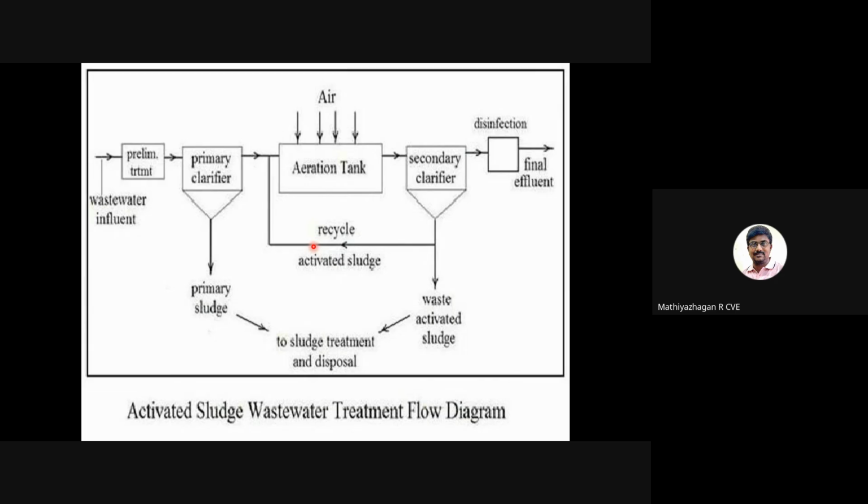So here is the typical flow diagram of the activated sludge process. After the primary clarifier, most of the settleable organic and inorganic solids are settled down. The organic colloidal and dissolved matter enter into the aeration tank. Here we are creating a very good environment for the bacteria.